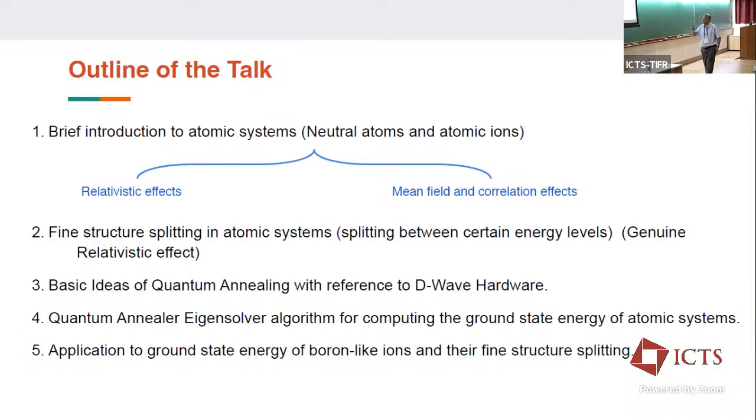So those are the first 2 points that I'll just touch upon. Then I'm going to talk about the basic ideas of quantum annealing, not quantum annealing on the whole, but quantum annealing with reference to the D-Wave hardware.